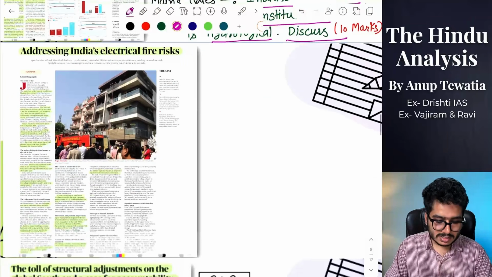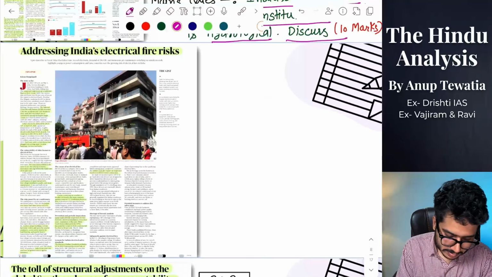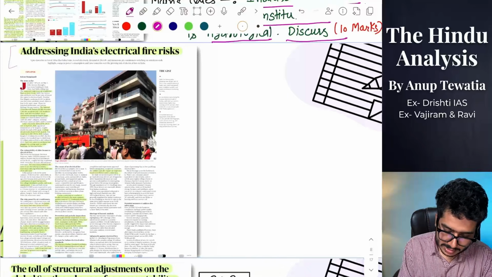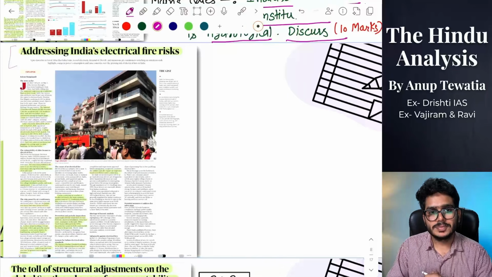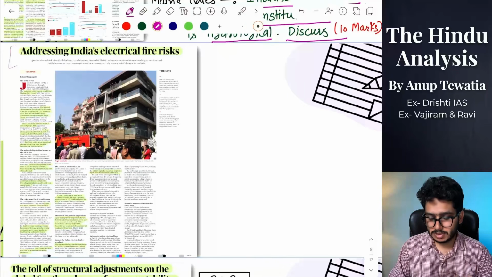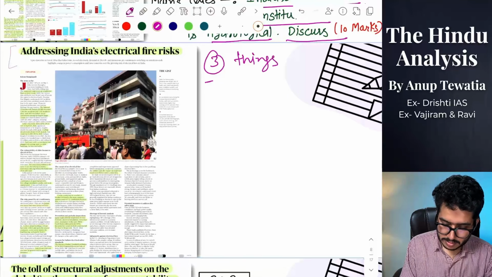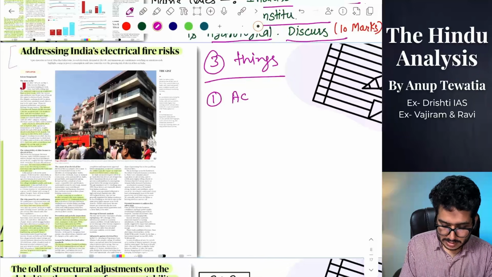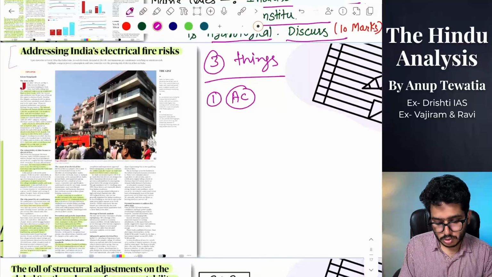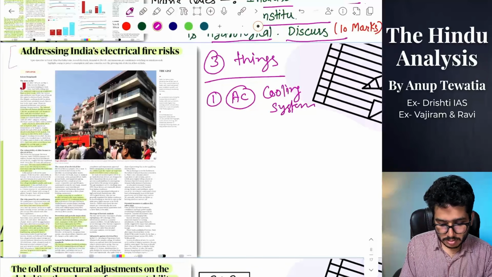Now, there is another article on addressing India's electrical fire risk. It basically talks about three things. First one is AC, that is, the cooling systems, they require around 50 gigawatt of energy.